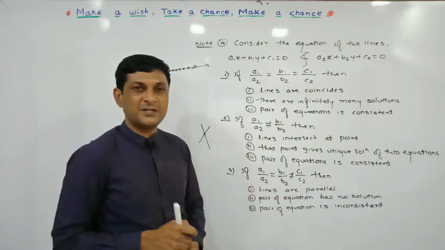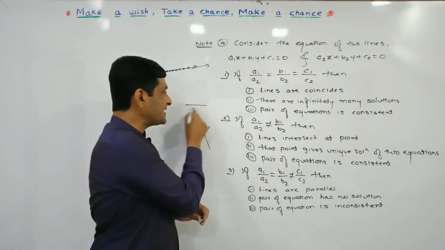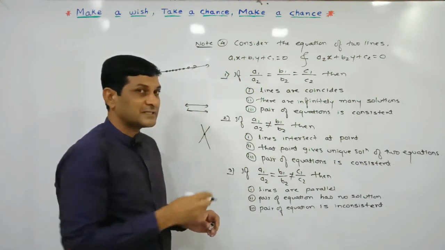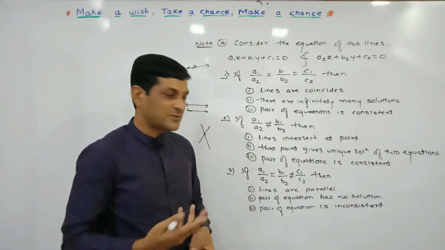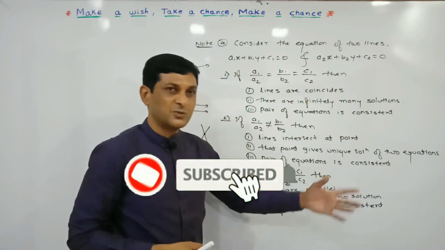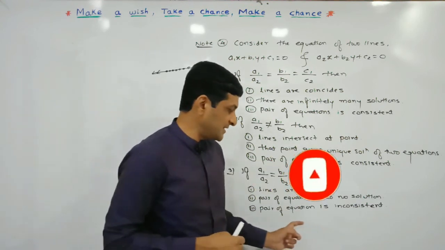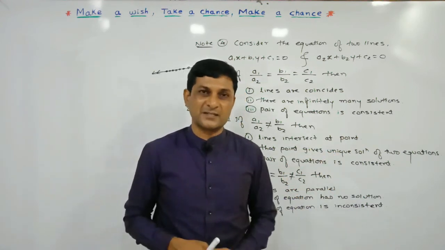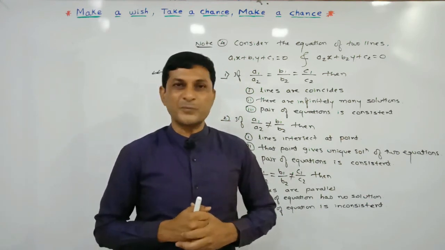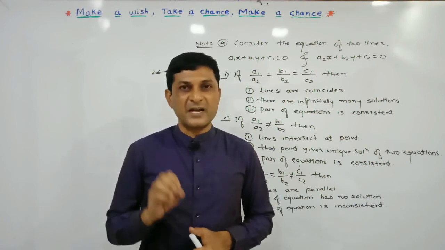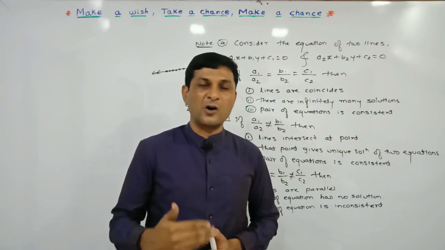If a1 upon a2 is equal to b1 upon b2 but not equal to c1 upon c2, if the ratios satisfy this condition, at that time we can say that the given two lines are parallel to each other. And we know that if two lines are parallel to each other, they do not intersect, means there is no solution, there is no common point in these two lines. That's why we can say that the pair of equations has no solution. And if a solution does not exist, in such cases we can say that the pair of equations is what? Inconsistent. In this way we have seen all the basic and elementary parts of the straight line. In the next video we are starting our actual syllabus of class 12th, means we are starting what? Pair of straight lines.